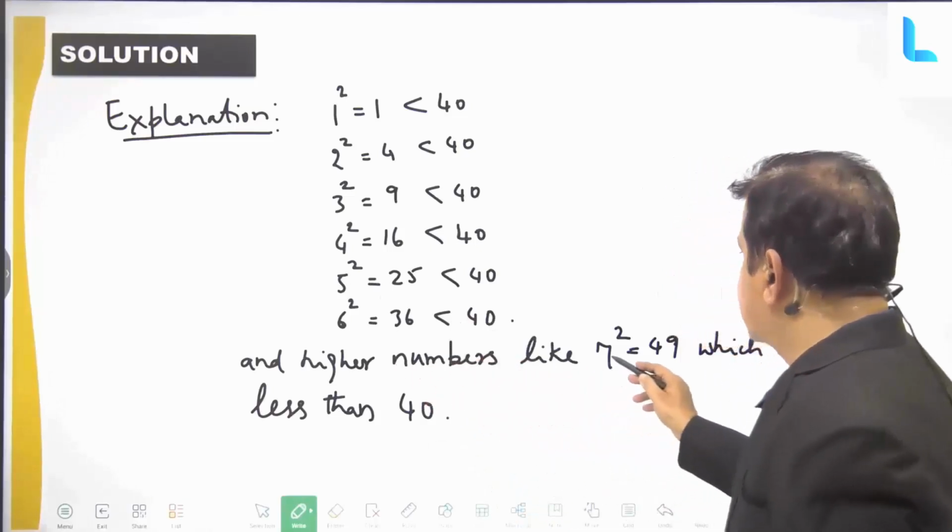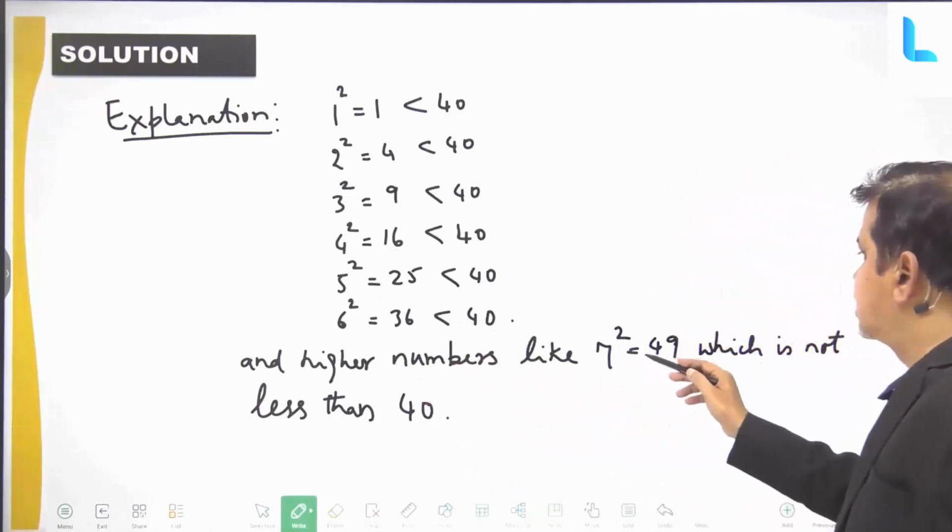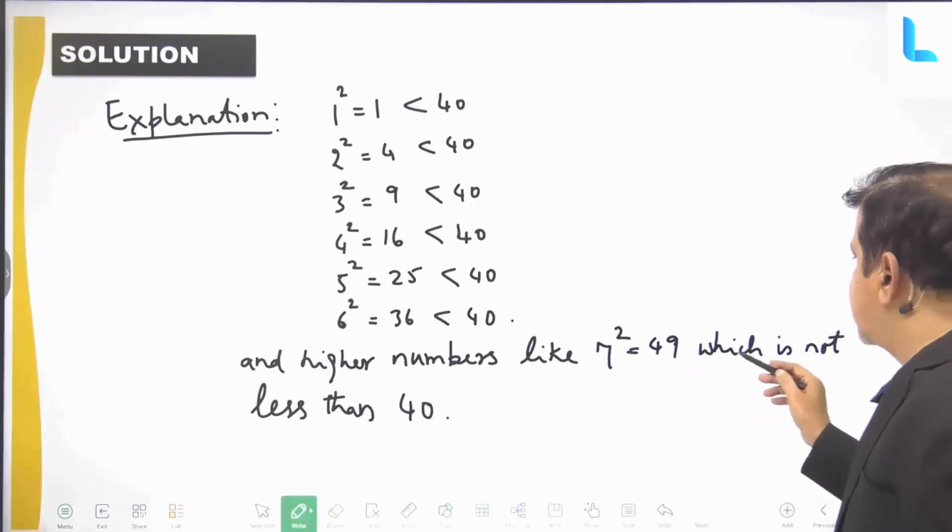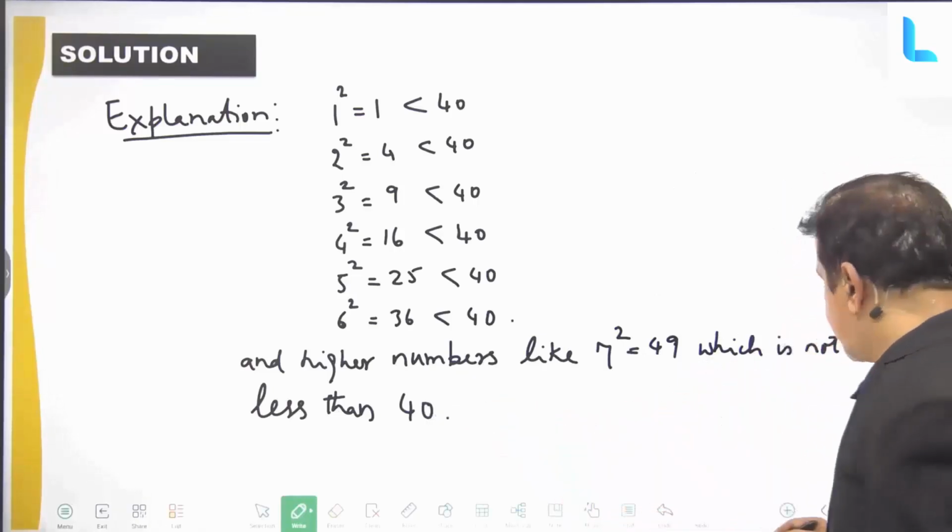But for a higher number, if we take 7 square, it is equal to 49, which is not less than 40.